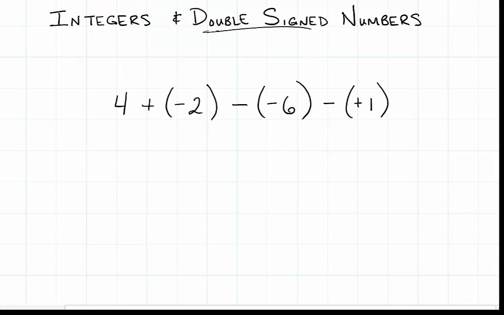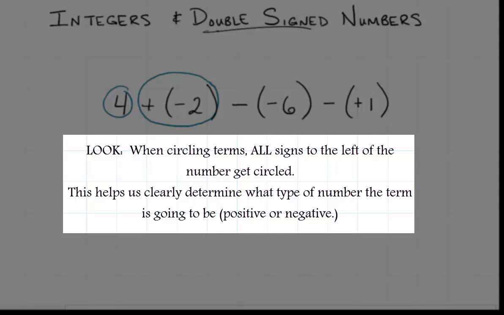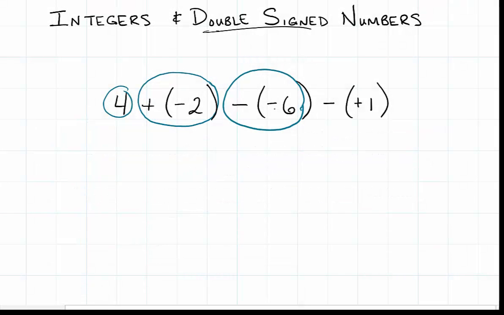Alright, let's take a look at examples where we either have 2 signs in front of a number or we don't have a sign at all. And what I notice here is I've got a 4 that doesn't have a sign. I've got a 2 that has the minus sign in front of it in the parentheses, but then also a positive sign outside of the parentheses. I have a 6 that has a negative sign in front of it inside the parentheses, and then a negative sign outside of the parentheses that's in front of it. And then I have a 1, and that 1 has a positive sign in front of it inside the parentheses, and a negative sign outside of the parentheses that's also in front of it. So we got a lot going on here.